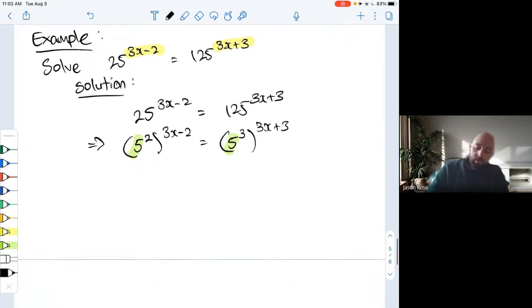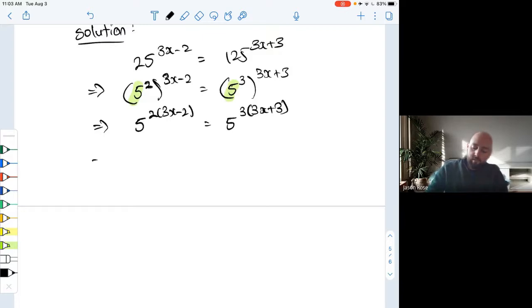But before I apply that law, what I also see is something that requires law 2. In here I have a power and then a power outside of it. And what do you do when you see that? You multiply the powers. Likewise on this side, 3 times 3x plus 3. So distributing that 2 into the brackets, it's 5 to the power of 6x minus 4. Distributing the 3 into the brackets, I'm going to get 9x plus 9.